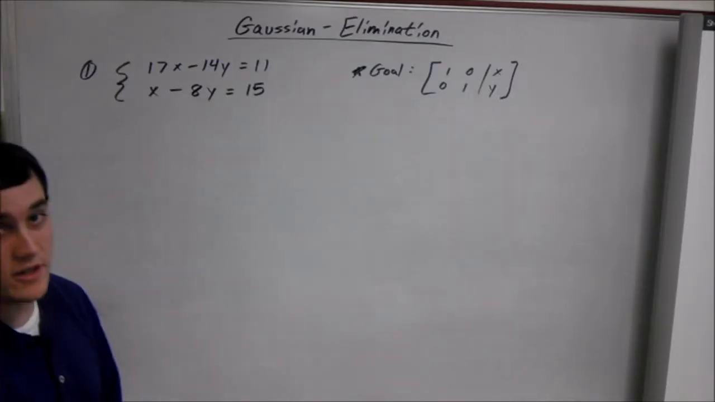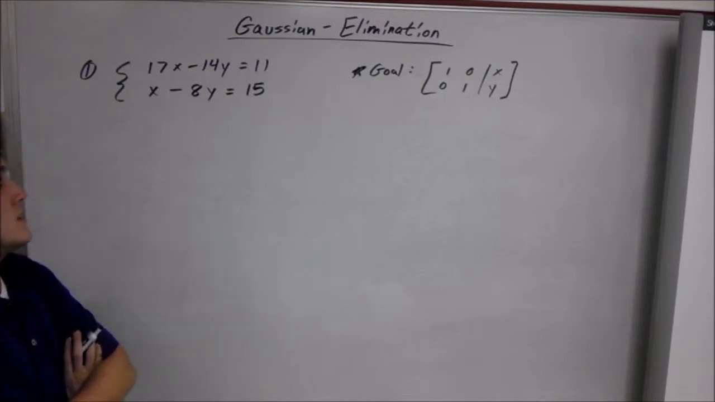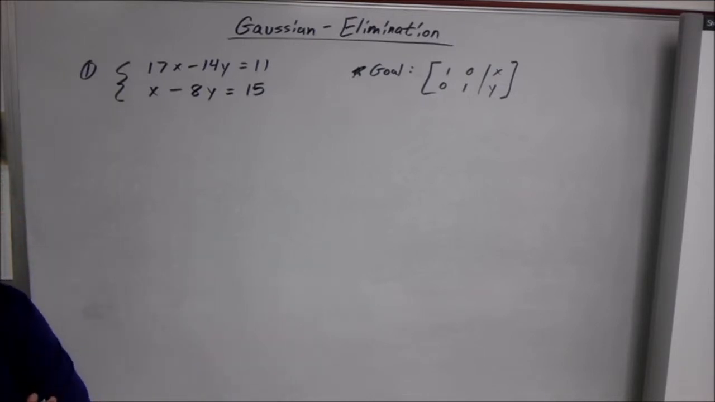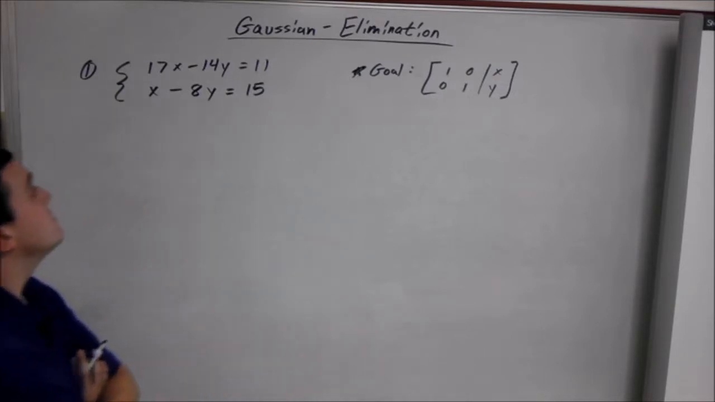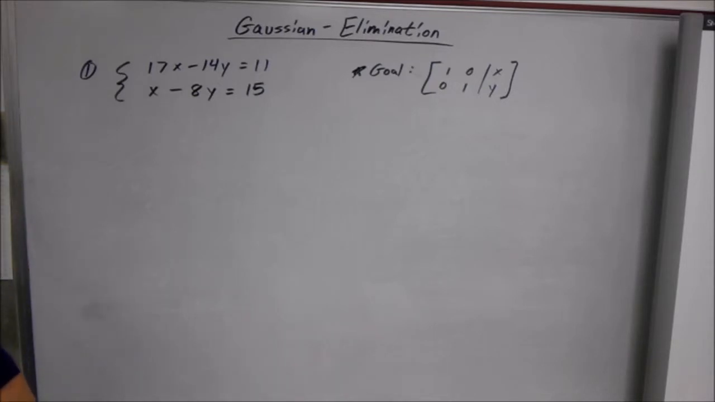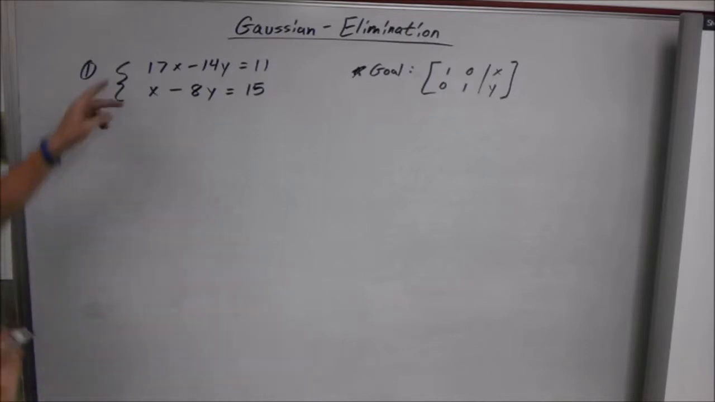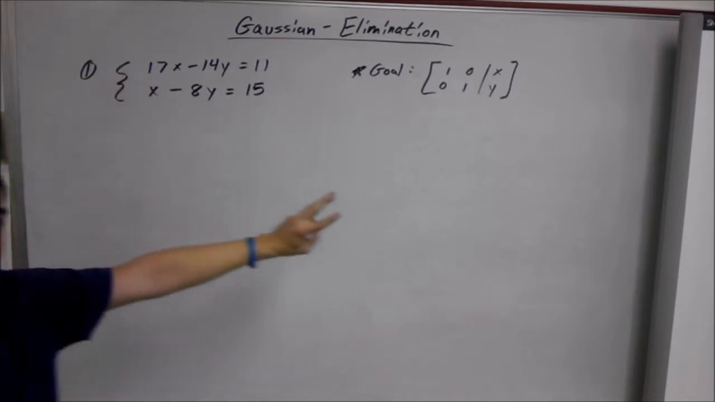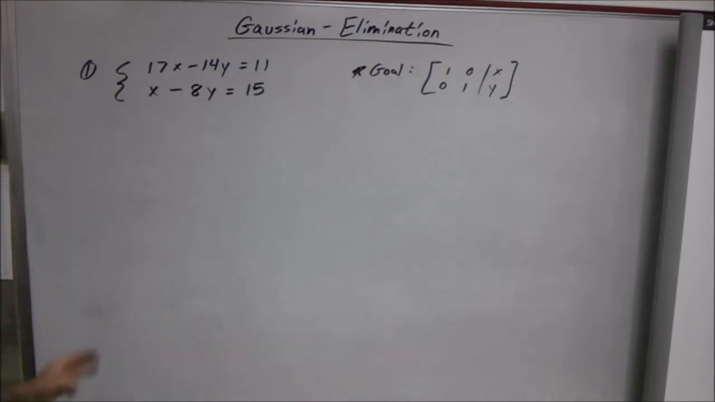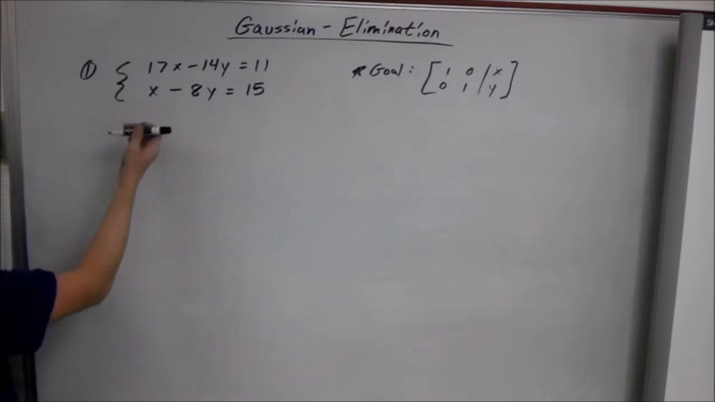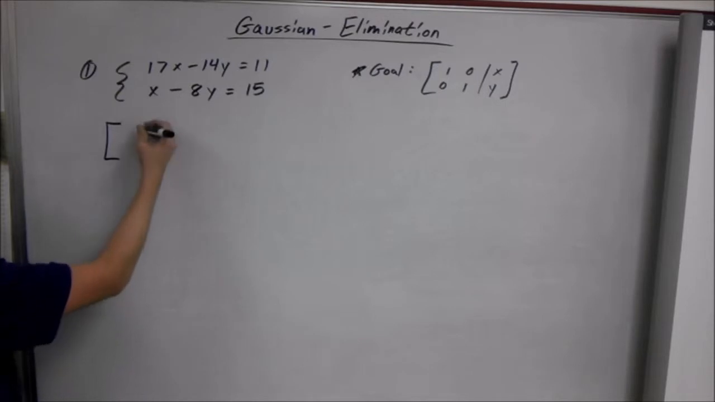Alright, today I'll be talking about Gaussian elimination, which is using matrices to solve systems of equations. So, our first example, I'm going to do two equations, two unknowns, and three equations, three unknowns. But we'll get there. First thing we want to do is convert this to a matrix.